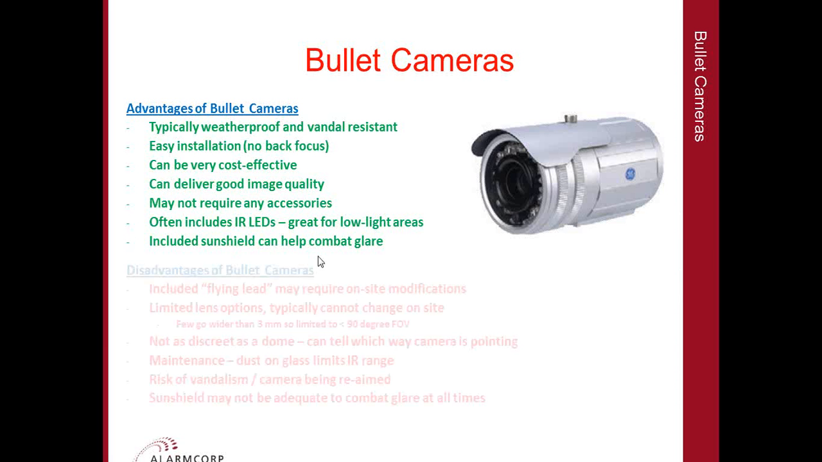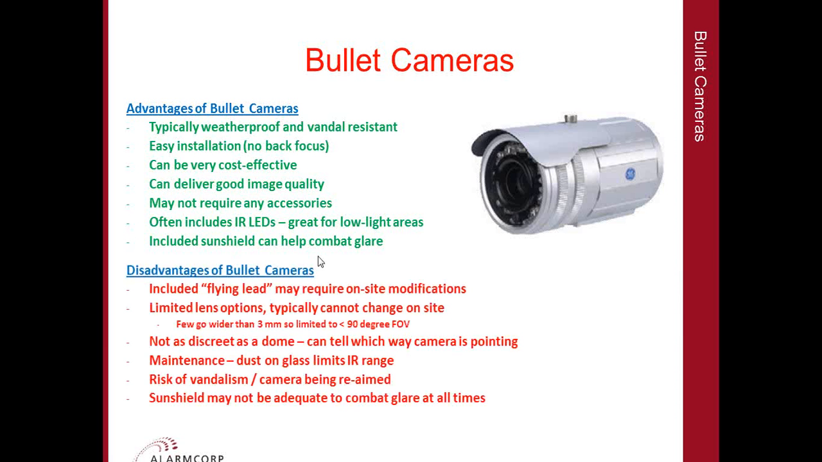However, just like domes, bullet cameras are not without their weaknesses. Again, typically the included flying lead may require on-site modifications. We also have limited lens options. They are not as discreet as a dome. Because of the definite bullet or cylinder shape, you can tell which way the camera is pointing. So if you want discreet surveillance or more covert surveillance, a bullet is not necessarily the best choice.